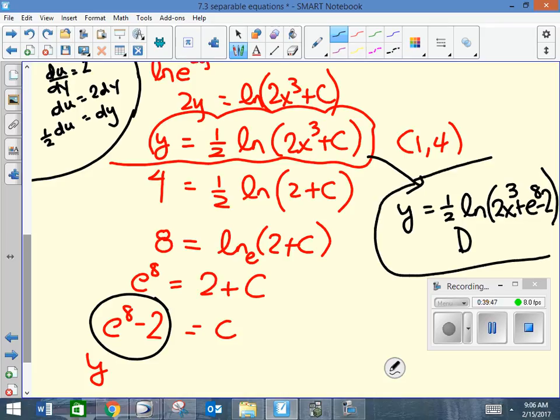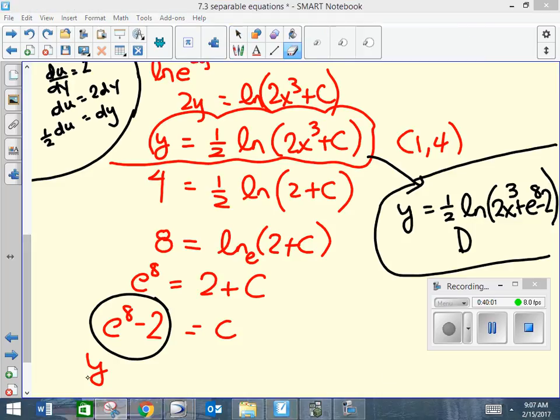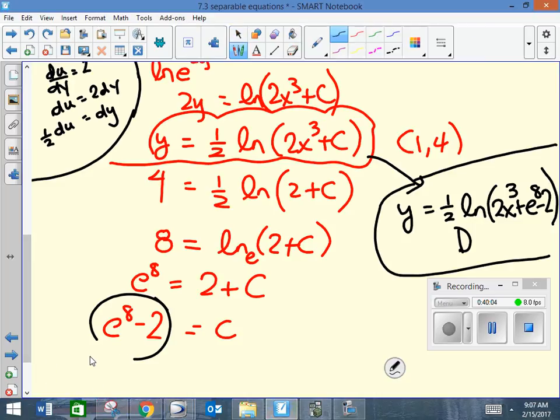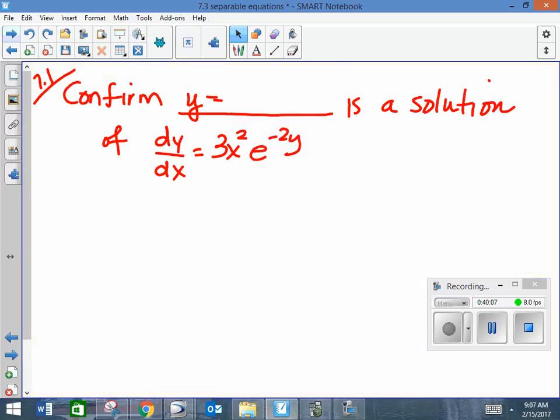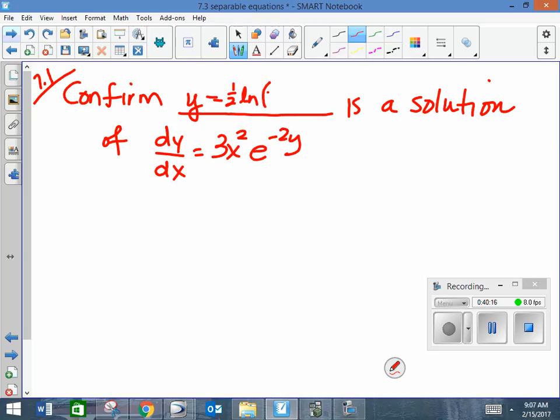Any piece of that need to be done again? I did a good job with your LNs, all that. Beautiful. Okay? So you can go back and forth. Now, I want to do one more thing. It's not on your slide. But I want to bring back, not way throwback, but bring back 7-1. Confirm that y equals 1/2 ln of 2x cubed plus e to the 8th minus 2 is a solution of dy dx equals 3x squared e to the negative 2y. This is intense confirmation, but we can do it.